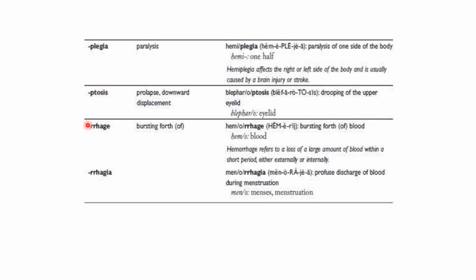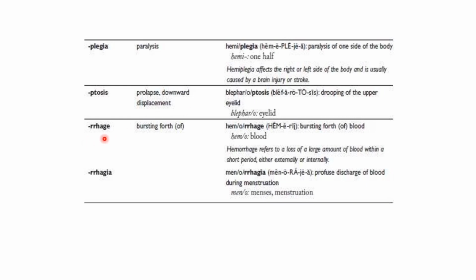Then ptosis. So ptosis is the prolapse or downward displacement. The word analysis for ptosis is blepharoptosis. That is, blepharo means it is related to the eyelid. So blepharoptosis is the dropping of the upper eyelid.